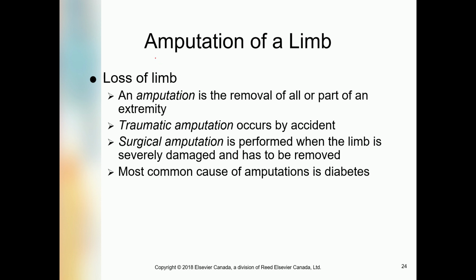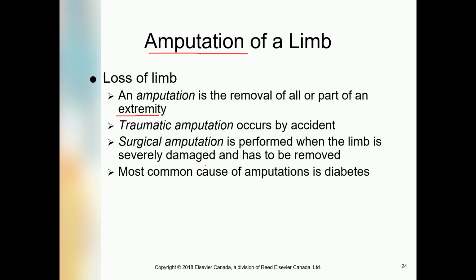Amputation of the limb. We already discussed amputation, just cutting the leg below the knee or something like that. Amputation of the limb, loss of limb. Amputation is the removal of all or part of the extremity. What do you mean by extremity? The hands or the legs. Basically, think of it as the removal of the leg.